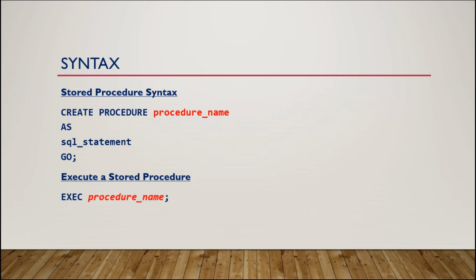Now let's check the syntax part for stored procedure. Whenever you're trying to create a stored procedure, it should start with the keyword create procedure, and then you have to add a procedure name to it. And after that, you need to add as and your set of code or your SQL statement. After that, you need to insert go, and you can end it with a semicolon. And how to execute the stored procedure? You just need to type either execute or exec and then your procedure name.